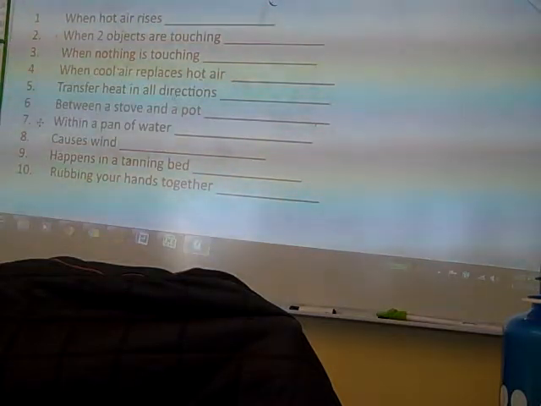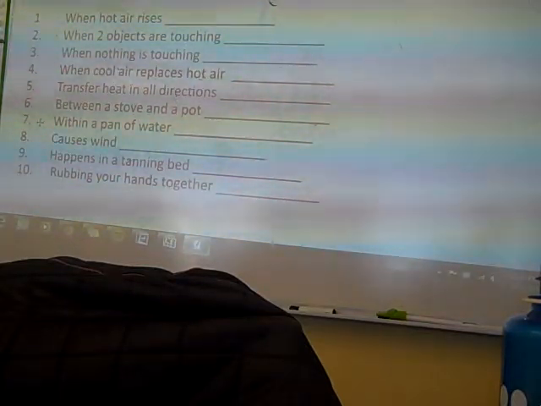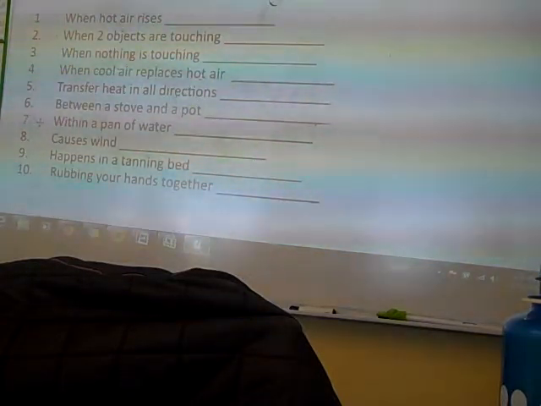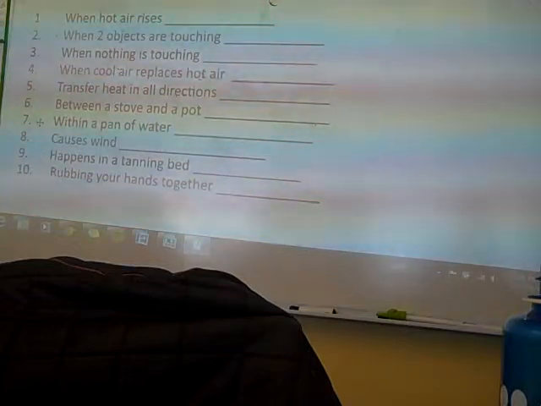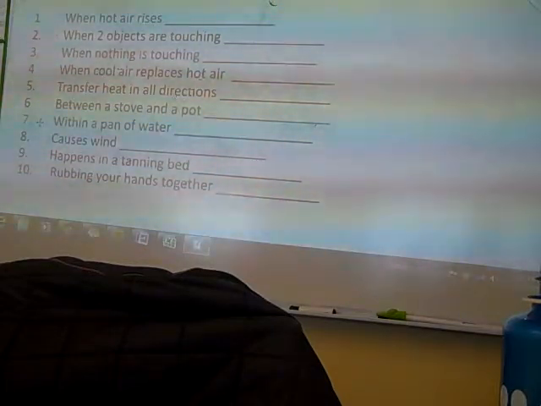Okay, number 7. Go ahead, Amaje. Pan of water. Conduction. No, convection. Yes, convection is number 7. You're sitting in your seat if you have one wrong. Otherwise, you're standing all the way up. Okay. 8. Malik. Causes wind, convection. Good.